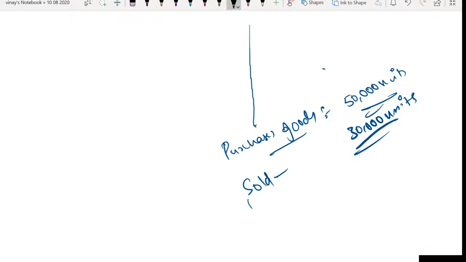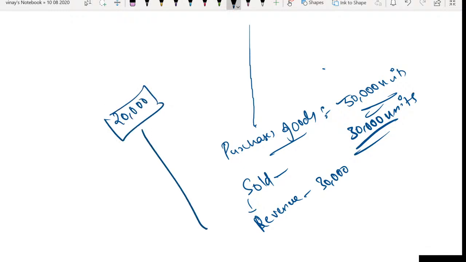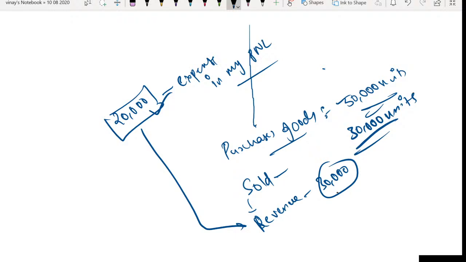So I have got revenue from selling 30,000 units, not from selling 50,000 units. Means 20,000 units were not incurred to get this revenue, only 30,000 units were. So I should not show this as an expense in my P&L account. I should only consider 30,000 units as my expense. Even though I purchased 50,000 during the year, I will only show 30,000 units because that is based on the matching principle.